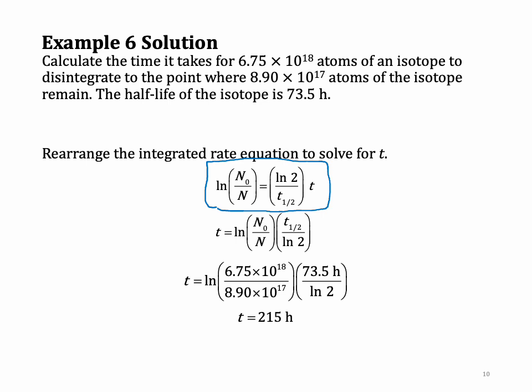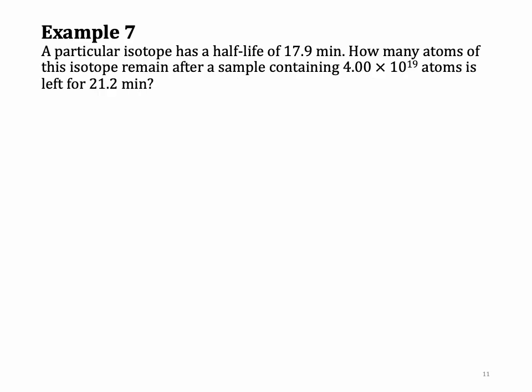I can ask you what is N0 and give you everything else. I can ask for N, give you everything else. T half can be asked for, with everything else given, or t will be asked like in this question and everything else will be given. So the equation stays the same. You just have to know what the question is asking. There are more examples that you can try on your own as well.